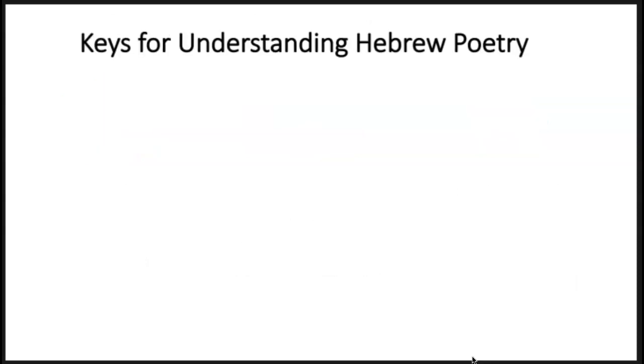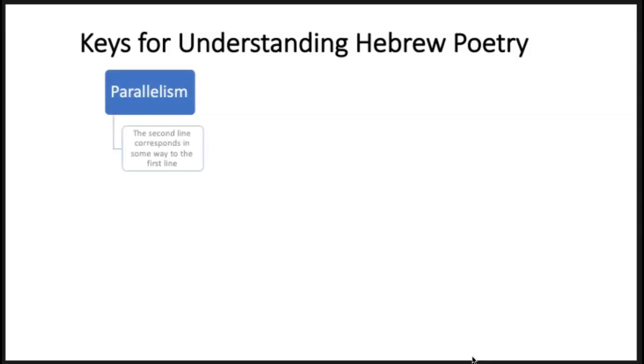For understanding Hebrew poetry, you need to understand some of the dominant characteristics of it. The dominant characteristic of Hebrew poetry is definitely parallelism. And parallelism simply means a correspondence. The most common expression of this is that the second line corresponds in some way to the first. Now, usually that is in a similar way, as in, the heavens declare the glory of God. The skies proclaim the work of his hands. The two lines say similar things.